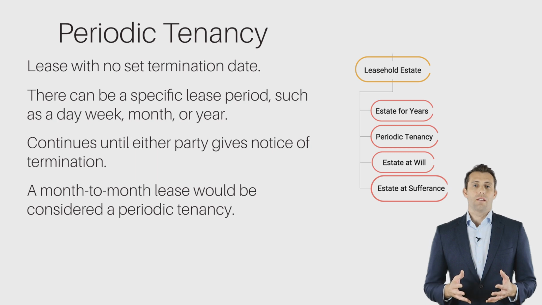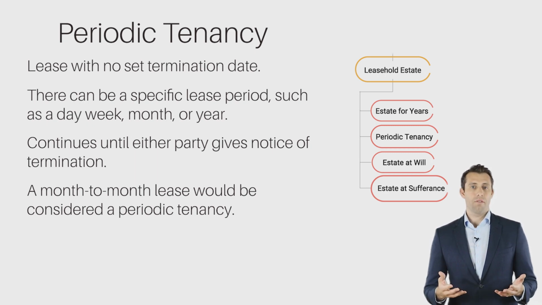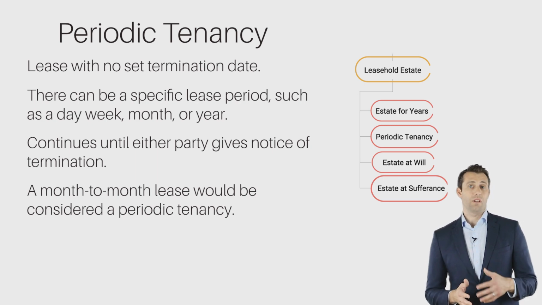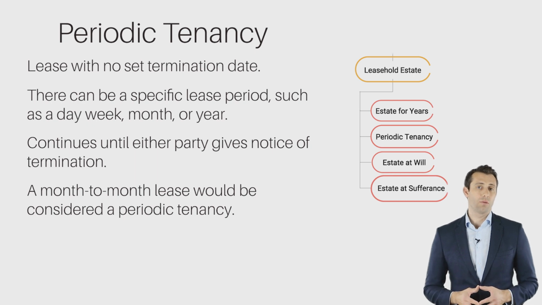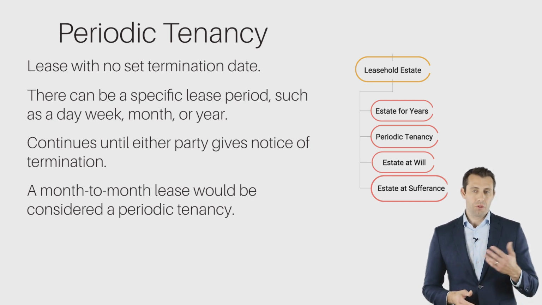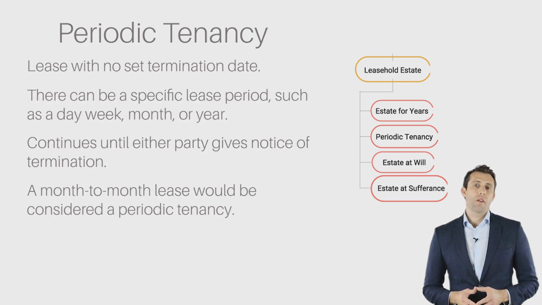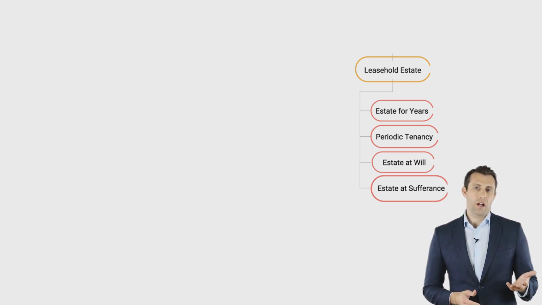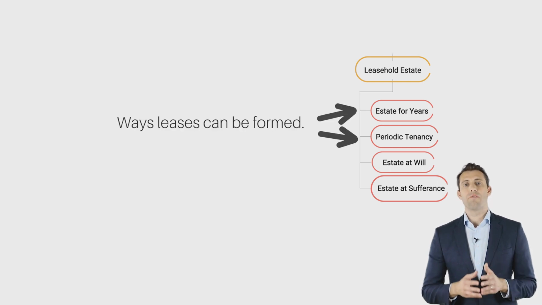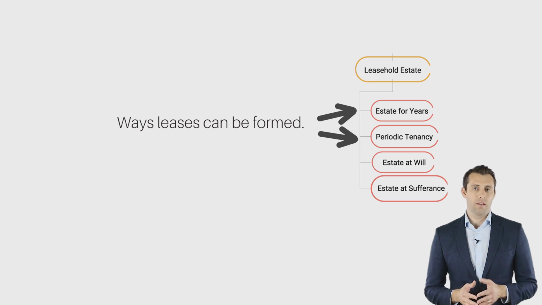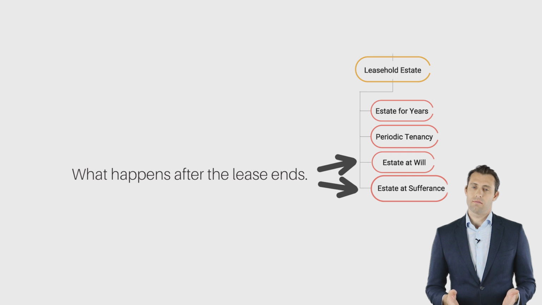This is the most common example of what you'll see in the real world. What happens a lot is that a landlord will grant a tenant the right to occupy the property every month, and the lease will just automatically continue until either one of the landlord or the lessee decides to terminate the relationship. They'll both, of course, have to follow the rules for proper notice. The 2 leasehold types that we just talked about, the estate for years and the periodic tenancy, are ways that leases can be formed between a landlord and a tenant. The next 2 categories deal with what happens after the lease ends.